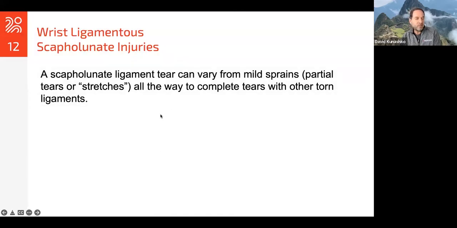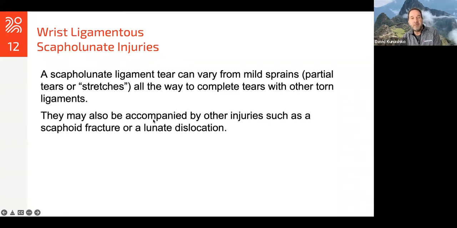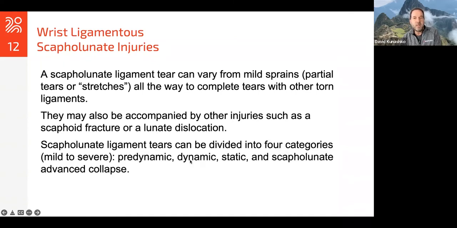So injuries to this ligament can be anything from a very mild kind of sprain all the way to something more serious like I had, where I had a complete tear, and maybe other ligaments around the area are also torn. And of course, I mentioned possible fractures or maybe even dislocations. The lunate is a commonly dislocated wrist bone as well. This type of ligament injury has 4 categories of tearing: pre-dynamic, dynamic, static, and scapholunate advanced collapse. So that's from mild to severe.